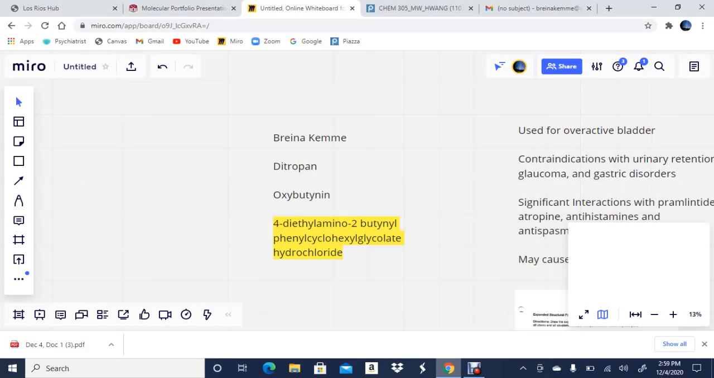I'm Brina. My drug is Ditropan. That is the brand name. The generic name is oxybutynin. And then highlighted there is the chemical name. It's quite long and difficult to say.